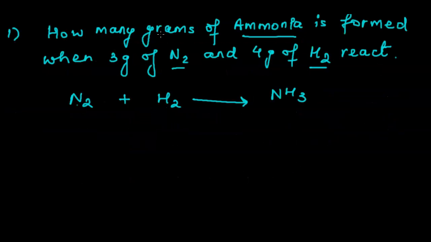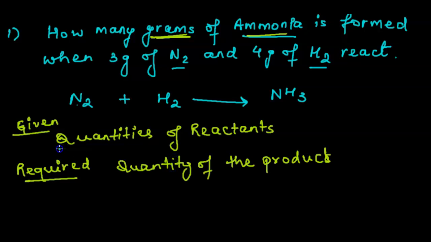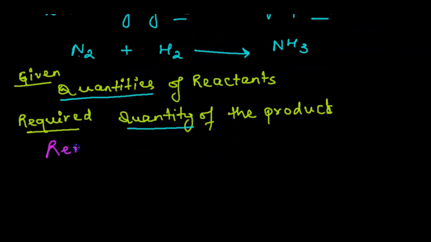Now we look at the question, and the question wants us to find the quantity. How many grams means the quantity of the product when the quantities of the reactants are given. So basically we are given quantities of reactants and required is the quantity of the product. And we know whenever we need to use quantities to find a quantity in a reaction, we have to use stoichiometry for that.